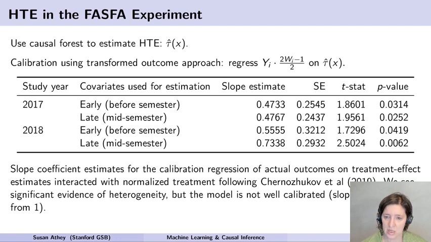And we also see that the estimates are also far away from 1. So we see there's evidence of heterogeneity, but we see this model is not very well calibrated. If it was very well calibrated, then if we regress the transformed outcome on tau hat of x, we should get a coefficient of 1. Treatment effects should be lining up with estimated treatment effects.